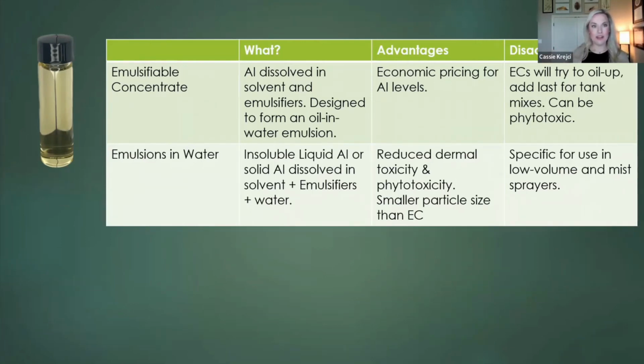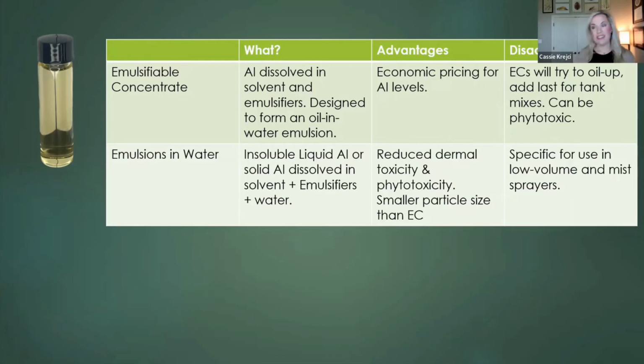But what is an emulsifier? Emulsifiers are chemical additives that basically encourage the suspension of one liquid into another. So in both of these, you're going to see liquid active ingredients. For ECs, the AI is dissolved in a solvent and emulsifiers, and it's designed to form an oil in water. However, almost a mirror side of that, in an emulsion in water the liquid AI is dissolved in solvent plus water, so oil in water.